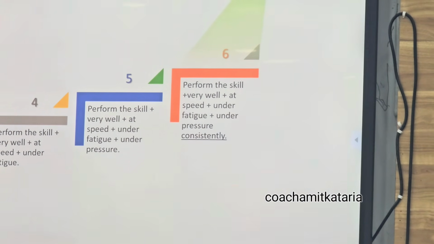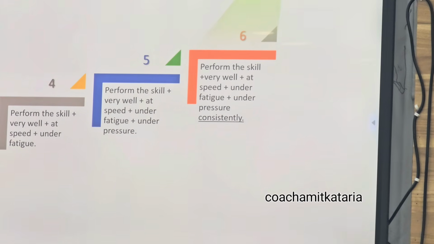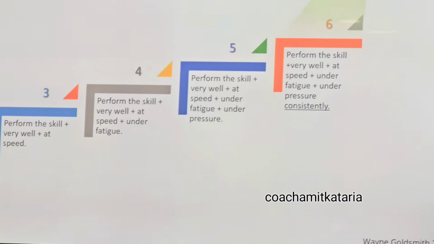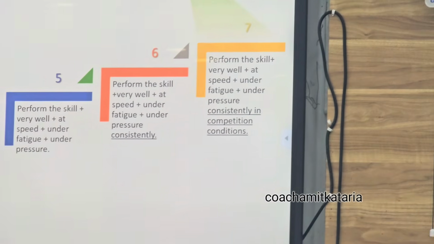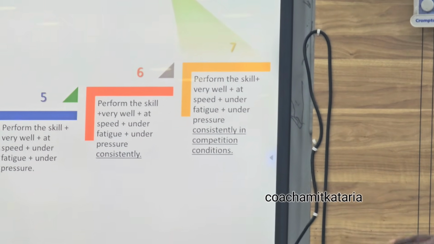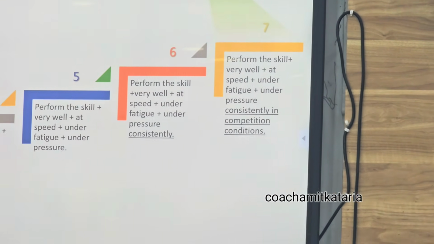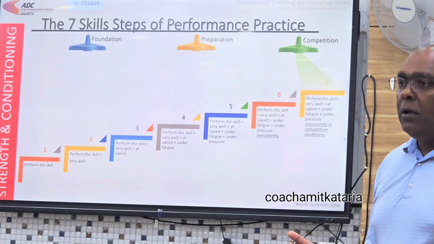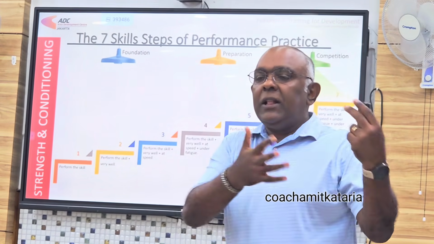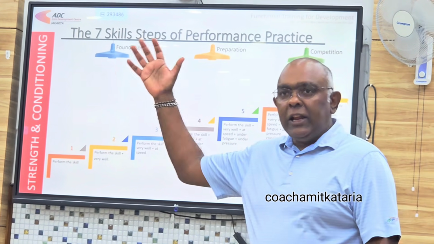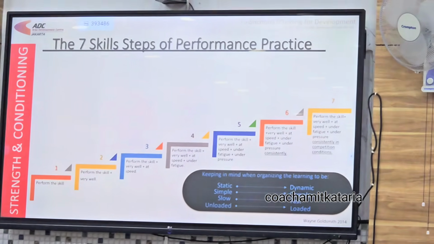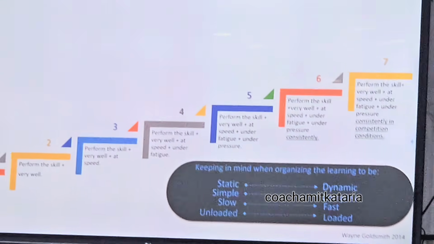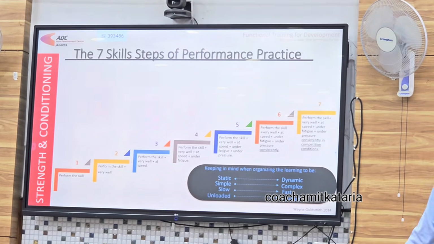Then under consistency. This is what we call getting to the level of mastery. And then finally, of course, doing it at competitions consistently. So these are the 7 steps that whenever we do a program or condition people, we are trying to do this. Pick the skill up, condition the skill so that it can be performed. Simple to complex, easy to hard, slow to fast, unloaded to loaded. So this is basically what I'm doing.